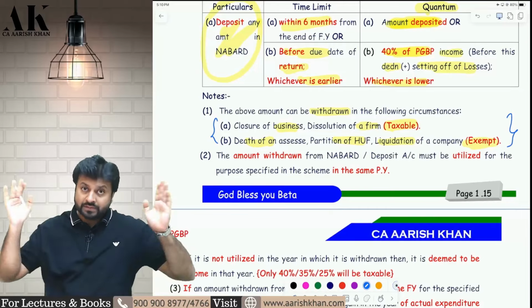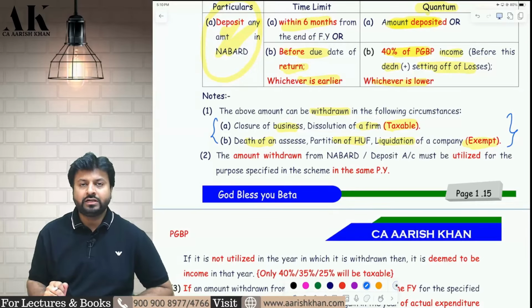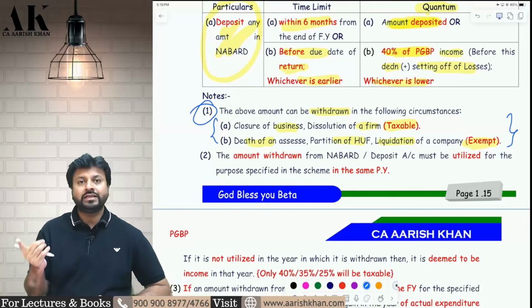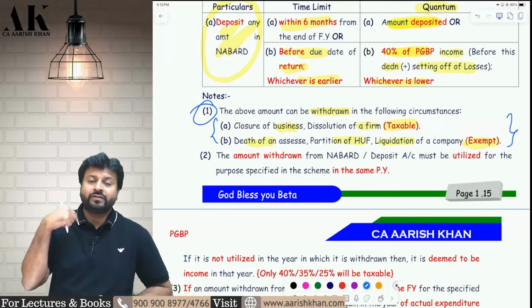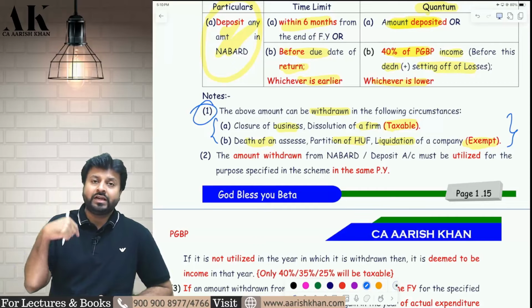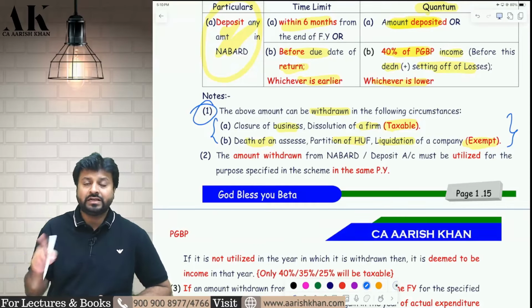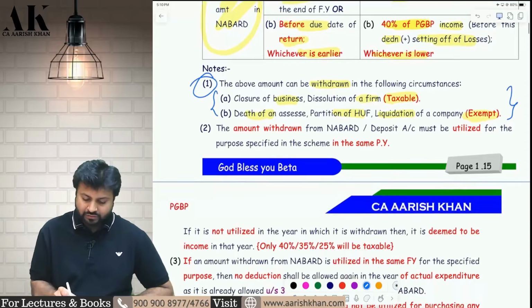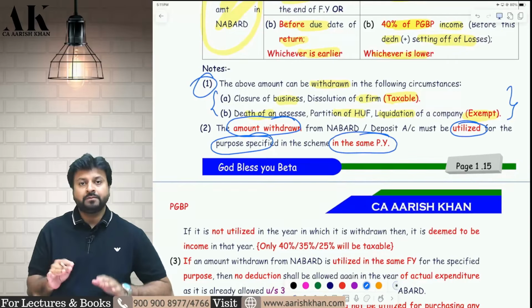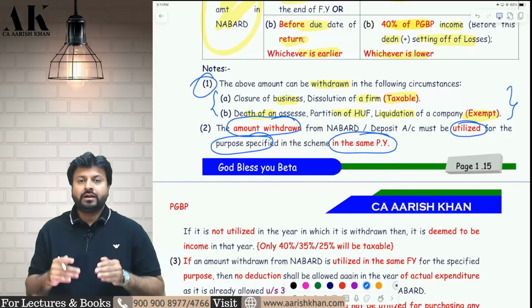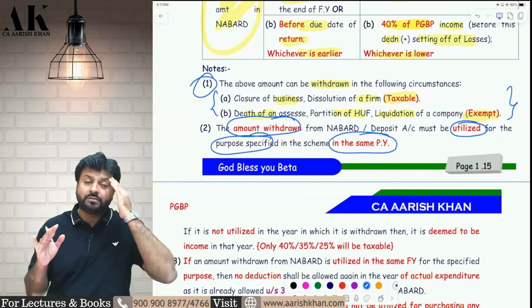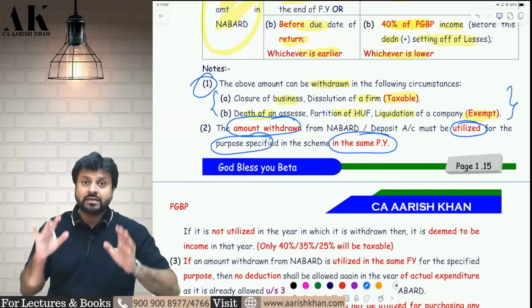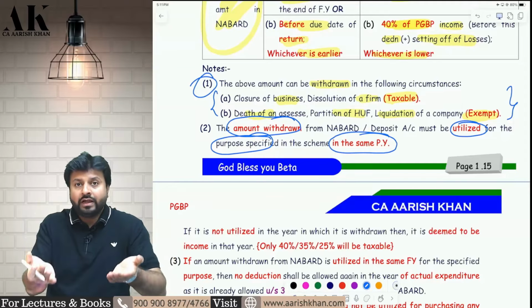While the business is going on, if I want to withdraw that, can I withdraw that money? Yes, definitely. The first point was in extreme cases where the business is getting closed, or dissolved, or liquidated, or the assessee has died, or the partition of HUF is done. So it's an end of the organization. But if the organization continues, it's a going concern, and if I want to withdraw that, can I withdraw that? Yes, you can withdraw, and then you have to utilize that for a specified purpose in the same previous year. You have to withdraw that amount from NABARD, and use it for a certain specified purpose mentioned by the government, and you should use it in the same previous year in which you have withdrawn. You cannot withdraw and use in the next year.